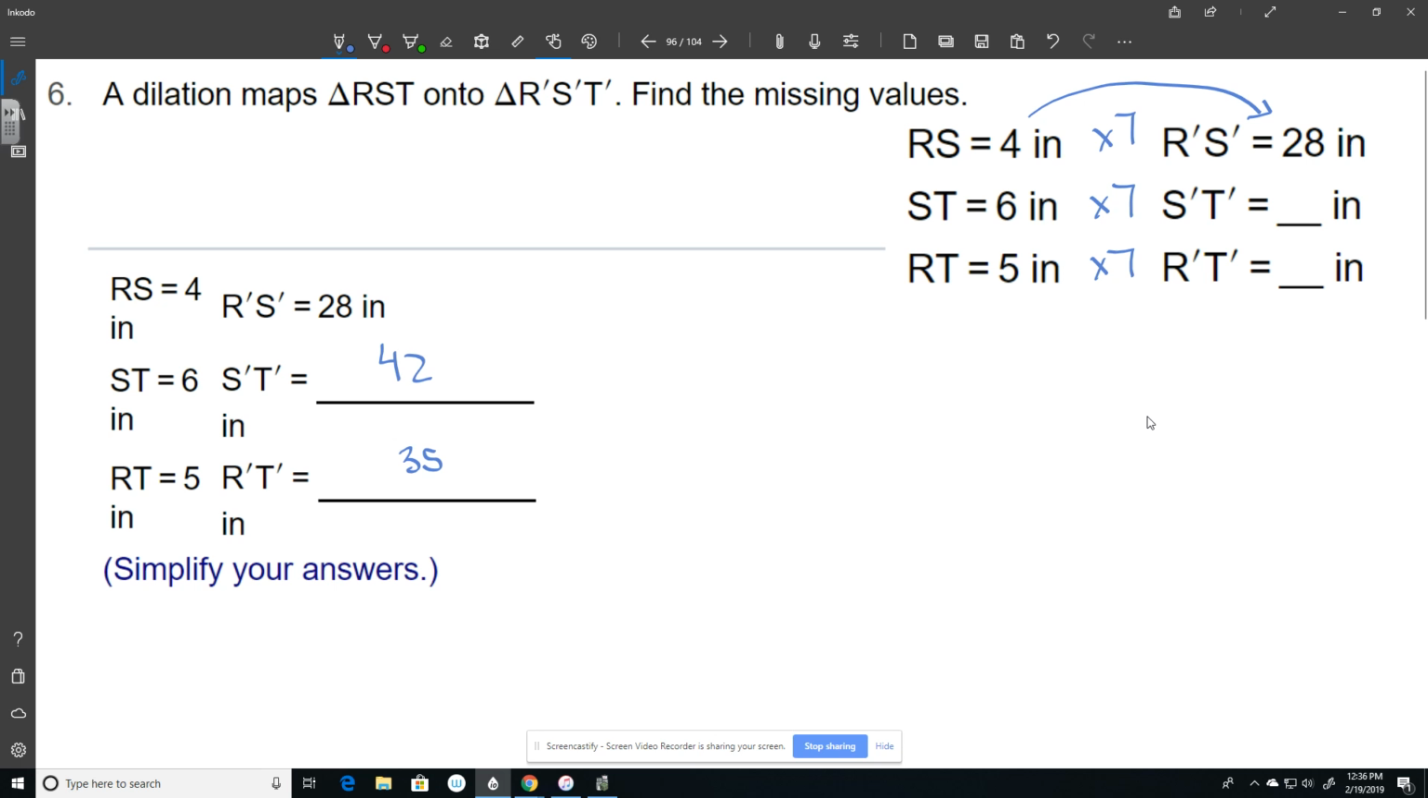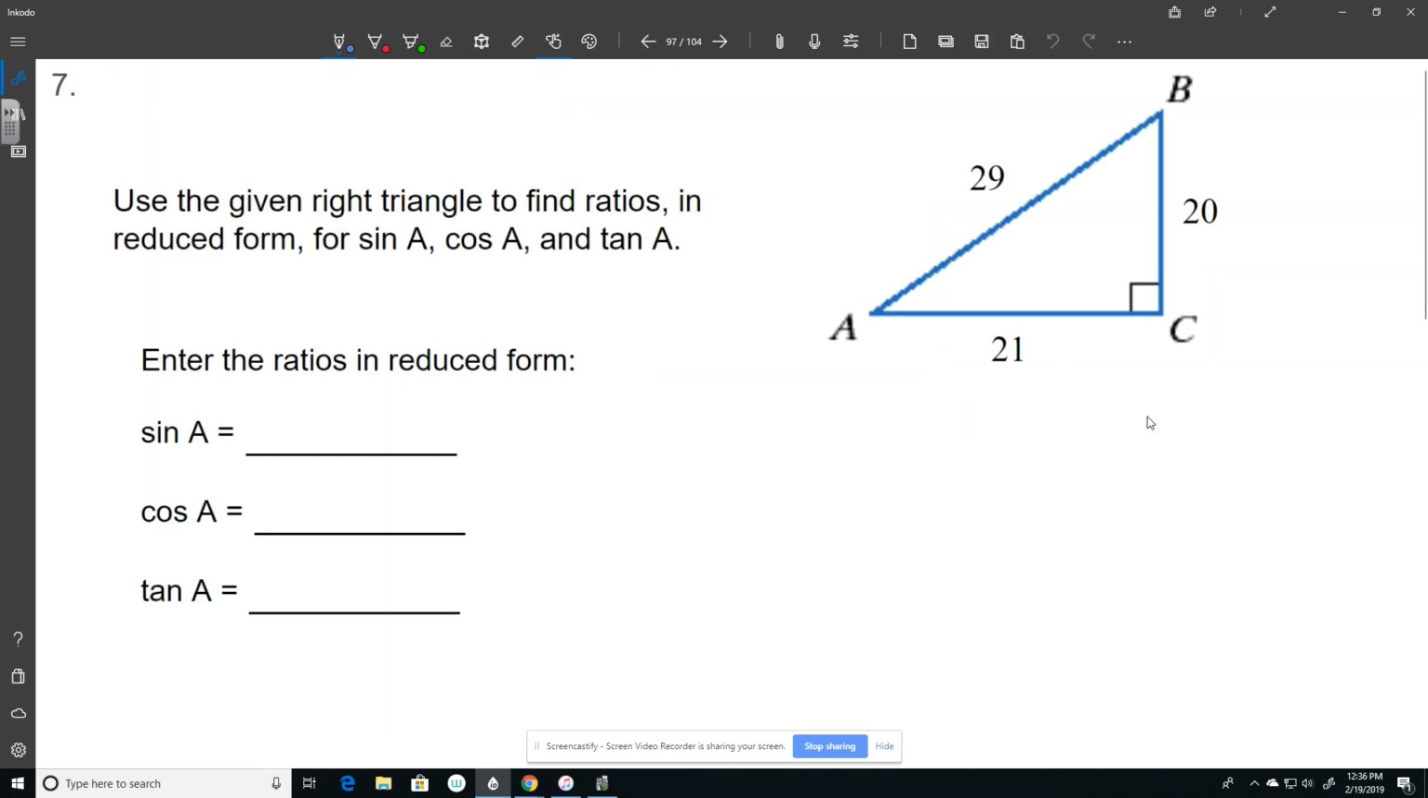If these aren't nice numbers, again, I just take the new number, 28, and divide it by the old number, 4, and that just gives me 7. So if you can't tell how to do that, remember, find the scale factor, which is the new divided by the old. Okay, number 7, we're almost halfway through the test.